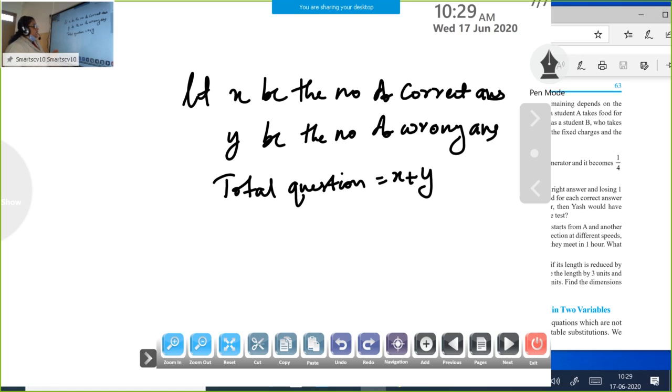Then what is our first condition? 3 marks for a correct answer and losing 1 mark for a wrong answer. That means 3x, the total marks for correct answers, minus 1y, is equal to 40. Correct answer 3 marks means x questions correct gives 3x marks. Then y questions wrong means 1 into y, that is losing. We subtract: 3x minus y is equal to 40.